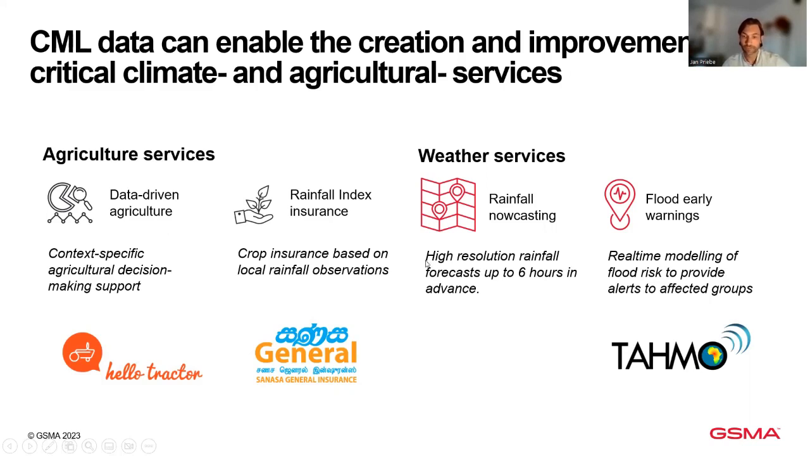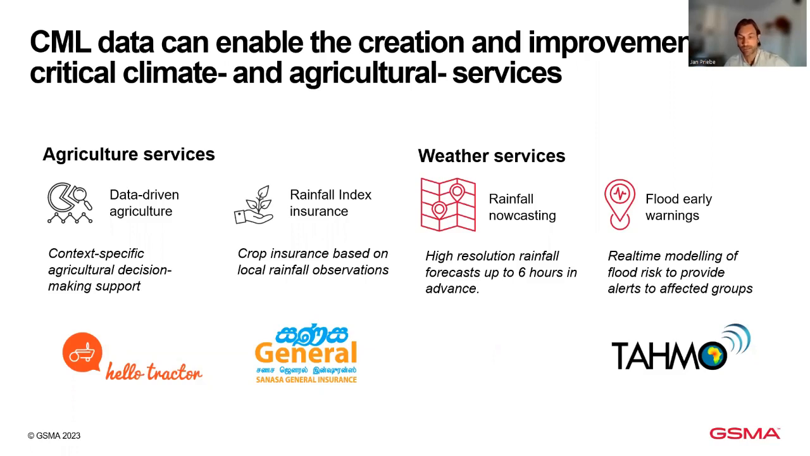Rainfall index insurance provides protection to farmers based on rainfall quantities, where payouts are triggered when rainfall amounts are above or below predetermined thresholds. So such services allow farmers to recover lost income or inputs during adverse weather conditions. In Sri Lanka, the insurer Sanasa provides rainfall index insurance to tea farmers and sees CML data as an enabler to expand the coverage of its services, as it currently relies on automated weather stations, either from the Met Office or situated with some of Dialog's network infrastructure.